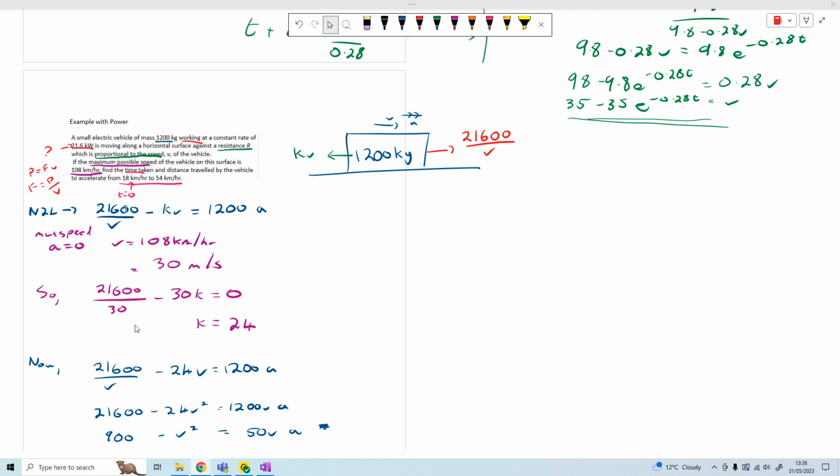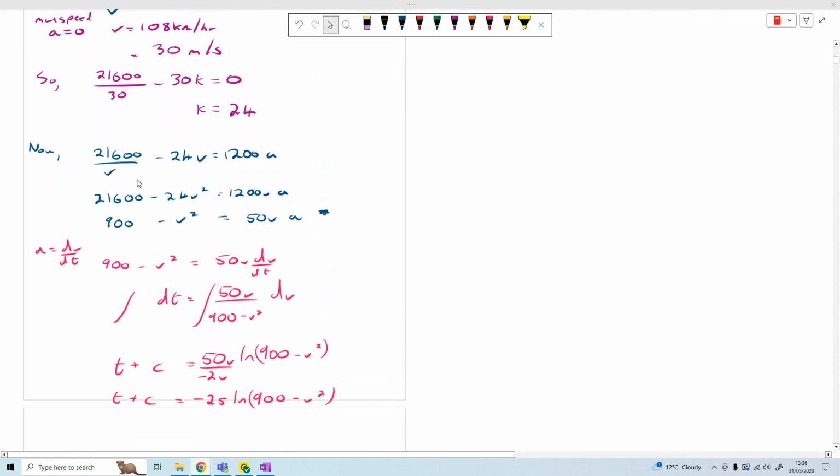Okay, so I've now got the fact that when t is 0, velocity is going to be 18 kilometers an hour. So let's use that to find my c. Let's keep all this pink stuff together. So I've got when t is 0, v is going to be 18 kilometers an hour. Again, that doesn't help me. Let's change it into meters a second. That's going to be 5 meters a second. Okay, so I know c is going to be minus 25 ln of 900 minus v squared, so minus 900 minus 25 in this case, which is going to be 875.